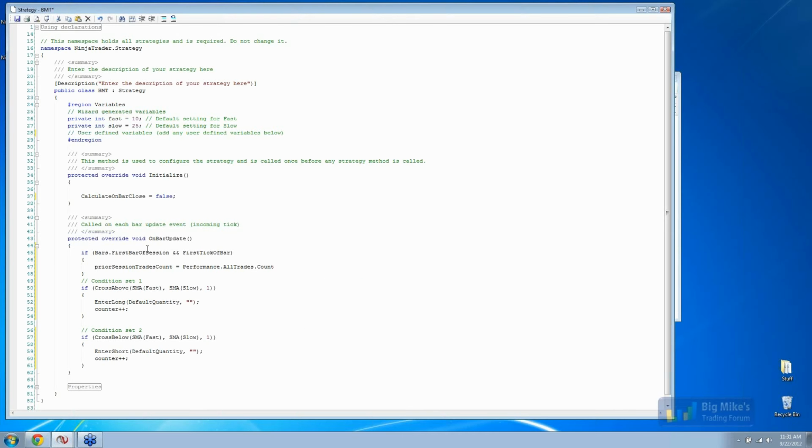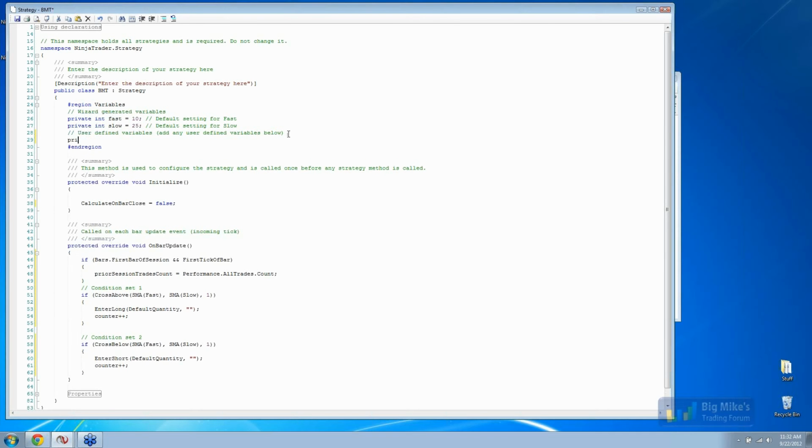So when I go performance.AllTrades.Count, I'm saying I want to get the total number of trades that my strategy has done at this particular point in time, which is the very beginning of a new session, and set that into a variable I have not made yet called priorSessionTradesCount. So I'm going to go ahead and make that variable right now.